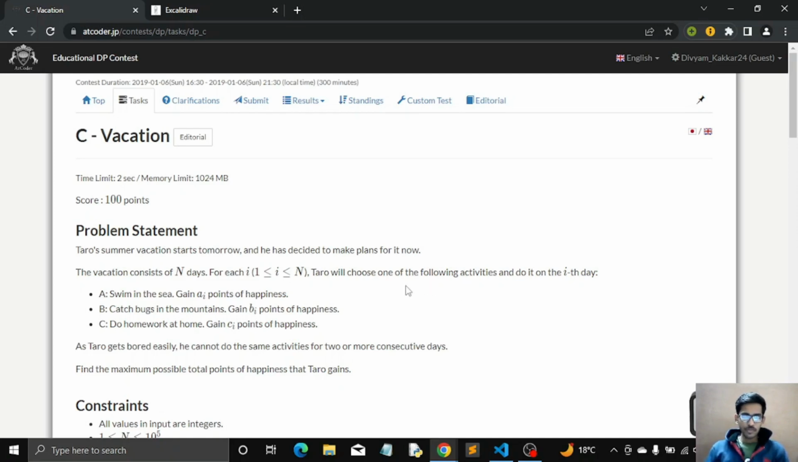So on the ith day, we need to choose one of the three activities, and we will gain some points accordingly. At the end, we need to find the maximum points of happiness that we can gain after n days. It is also mentioned that we cannot do the same activity for 2 or more consecutive days. So we must remember this.